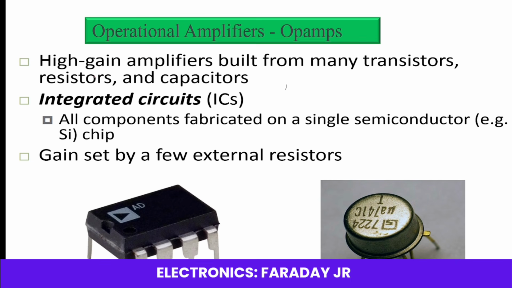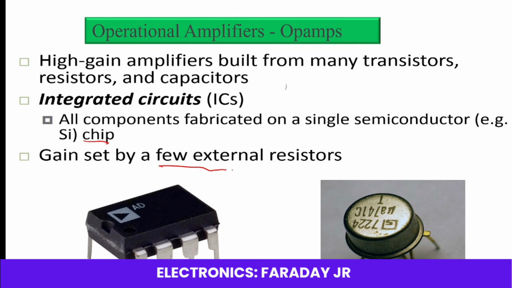Now, the amplifier has a very high gain, right? And it is mostly built from many transistors, resistors, and capacitors, right? And another component of it is the IC. And we know an IC is built from a number of semiconductors that have been combined into a single semiconductor, which is mostly called a chip, right?